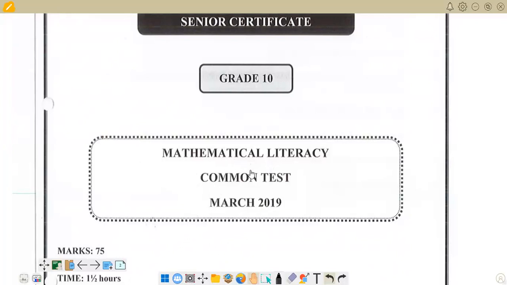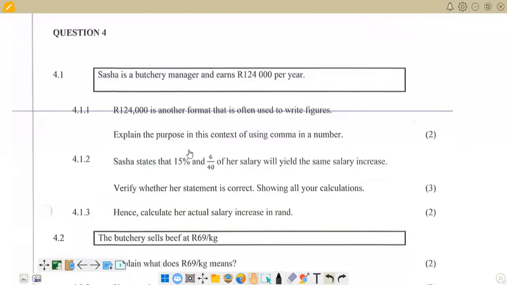On that question paper, we are going to look at question 4. This is our question, question 4. And 4.1 reads, Sasha is a butchery manager and earns 124,000 rands per year. And then 4.1.1 reads, 124,000 rands is another format that is often used to write figures. Explain the purpose in this context of using a comma in a number.